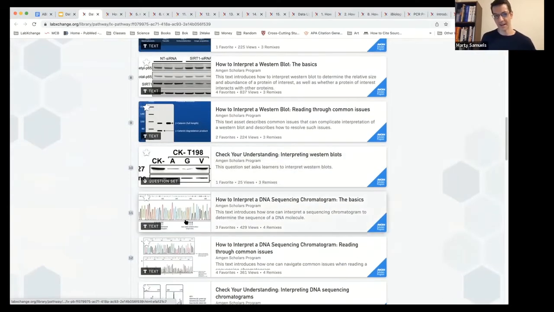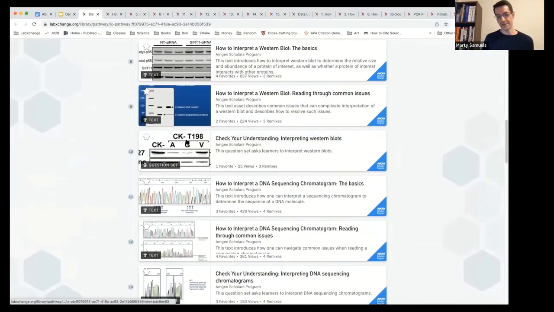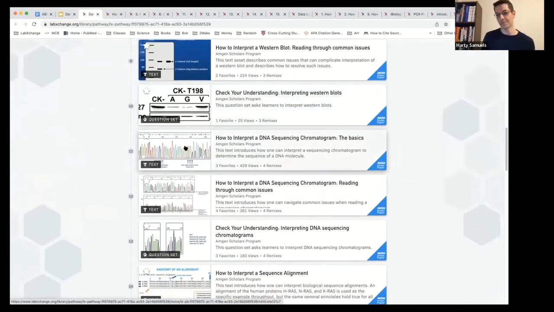or sequencing data. And the common theme you'll see for each of these is a repeating pattern. We have DNA sequencing, how to interpret DNA sequencing, the basics. Then how do you read through common issues, right? Because nothing looks ideal. So how do you interpret real life data and how messy it looks? And then some questions to figure out, can you apply that to a real world example? We don't just care about being able to theoretically understand these data.